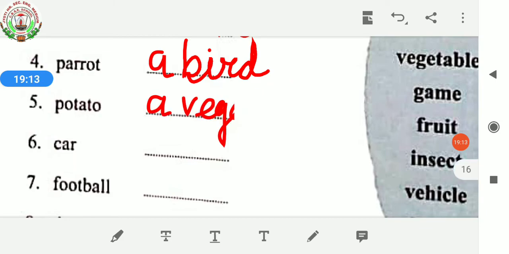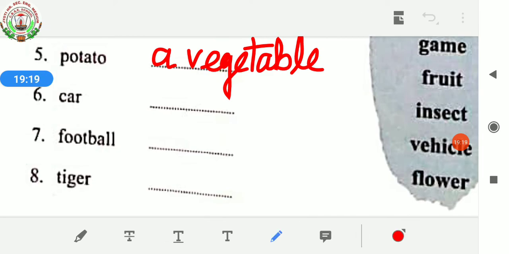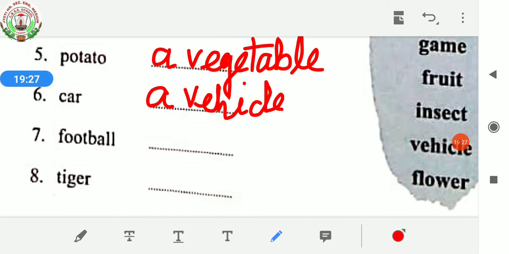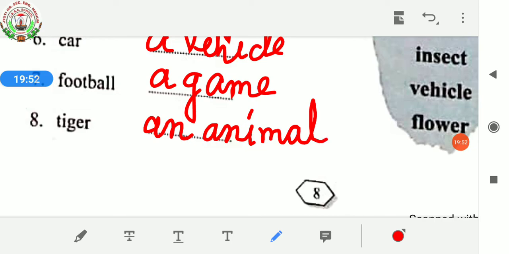Okay, so next one is car. So we know that car is a vehicle, so we have to write a vehicle. Okay, football. So football, we know that it's a game, so we have to write a game. Okay, and the last one is tiger. Tiger, we know that tiger is an animal, so we have to write over here an animal.